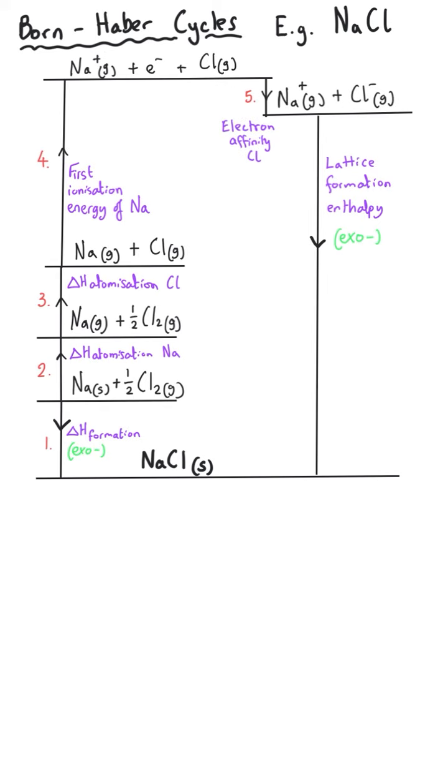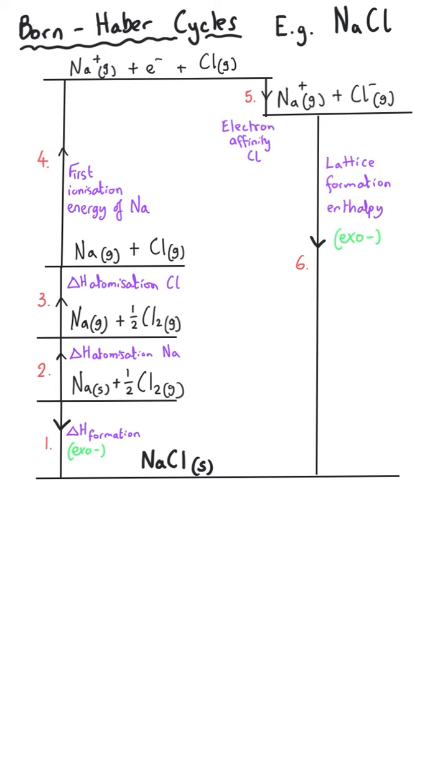And the final step to complete our cycle is to convert that chlorine, which is a gas, into the chloride ion. And so it gains that electron that the sodium has just lost. And so the sodium ion is completely unchanged, but the chlorine goes from being a gas to a negative ion. And that is the electron affinity of chlorine. Now we've constructed our Born-Haber cycle.